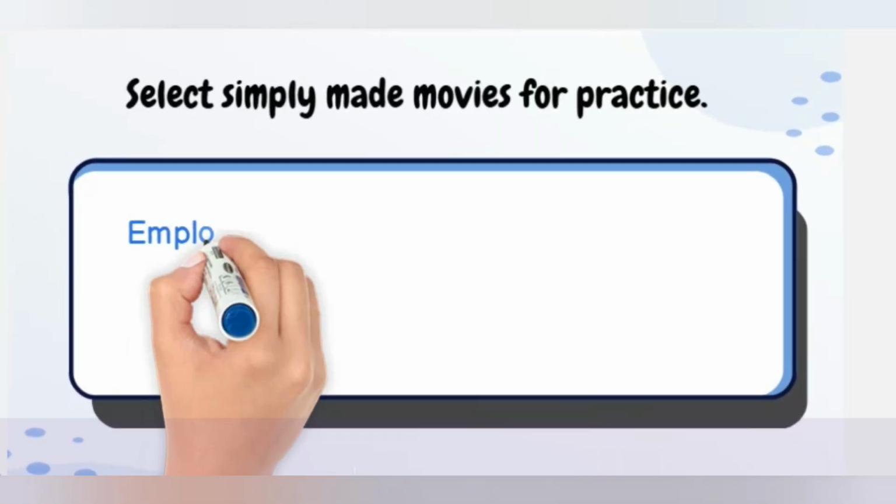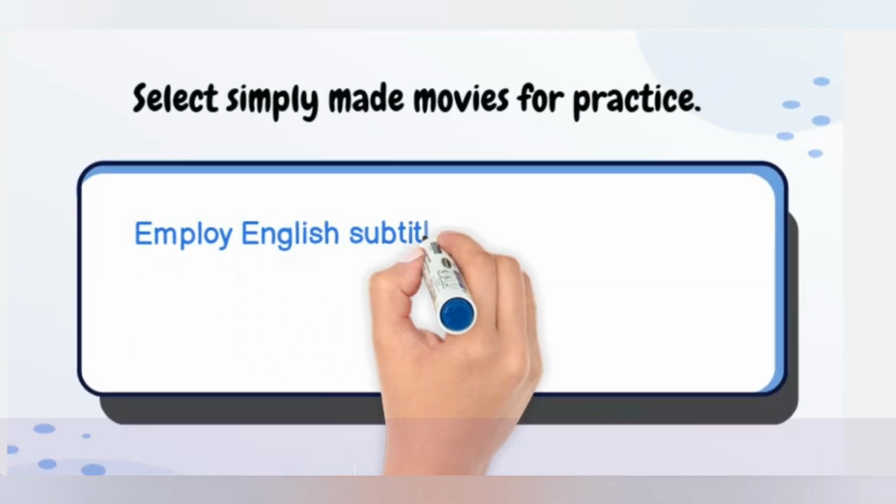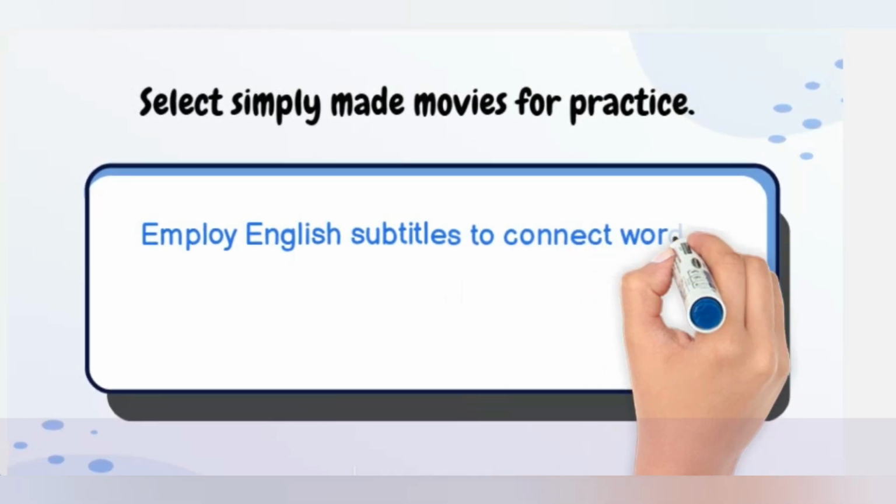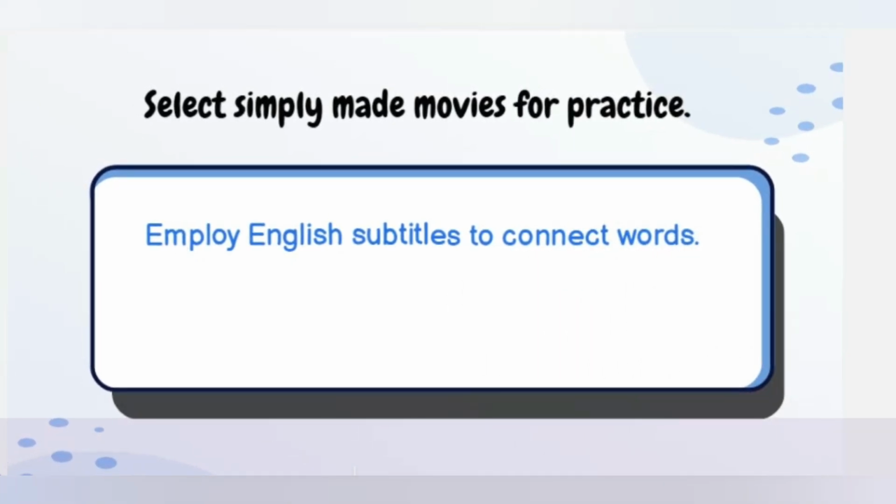Select simply made movies for practice. Employ English subtitles to connect words. Focus on short segments for clarity. Repeat dialogues to enhance speech. Learn everyday phrases for fluent dialogue. Concentrate on context over vocabulary details. Practice consistently for significant improvement.